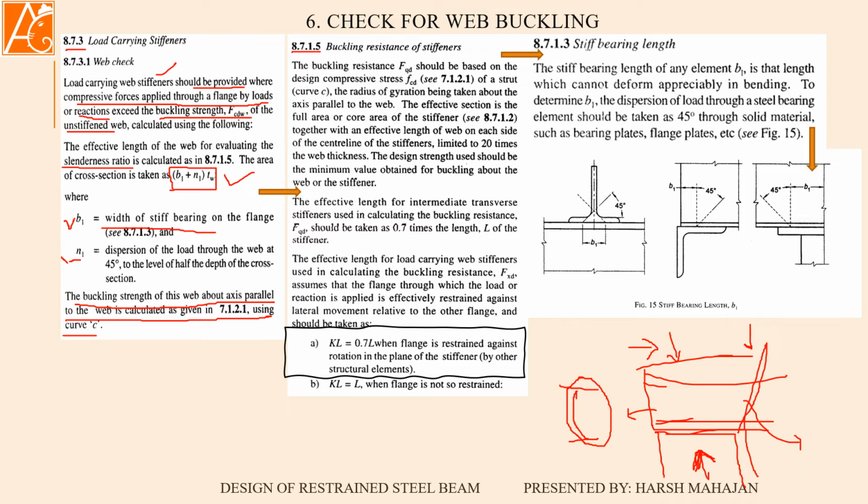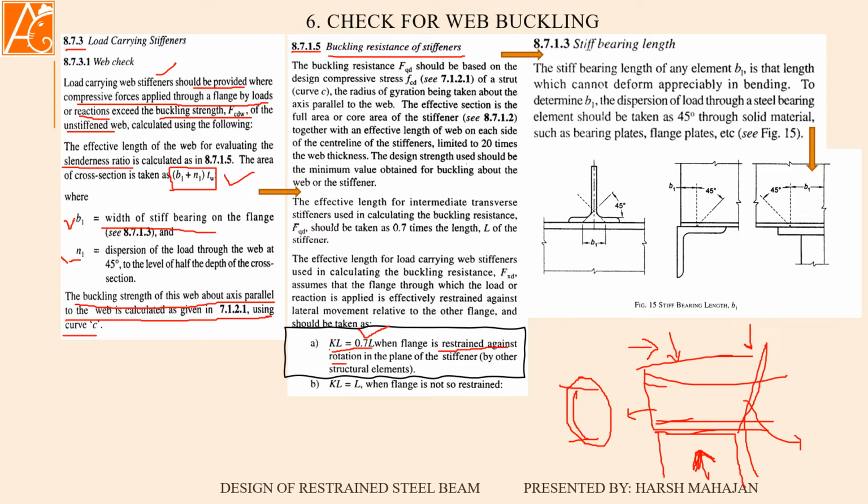Now for 8.7.1.5, buckling resistance of the stiffener, there is the value of effective length. When the flange is restrained against rotation, and we restrain our flange by using the concrete slab that we have put on, we have to consider the effective length of the web section as 0.7 L.